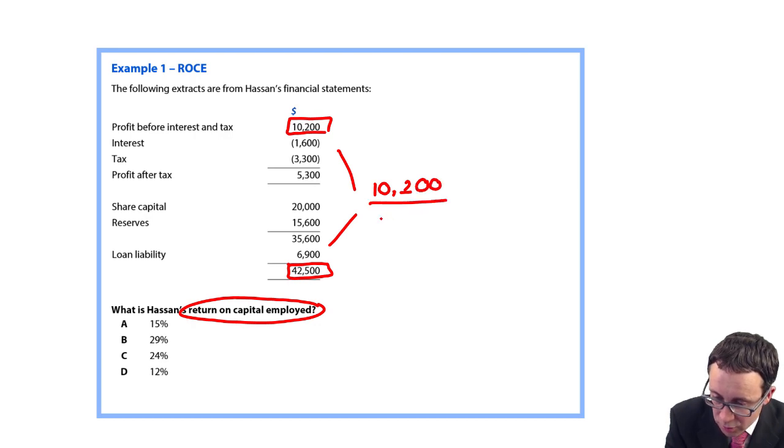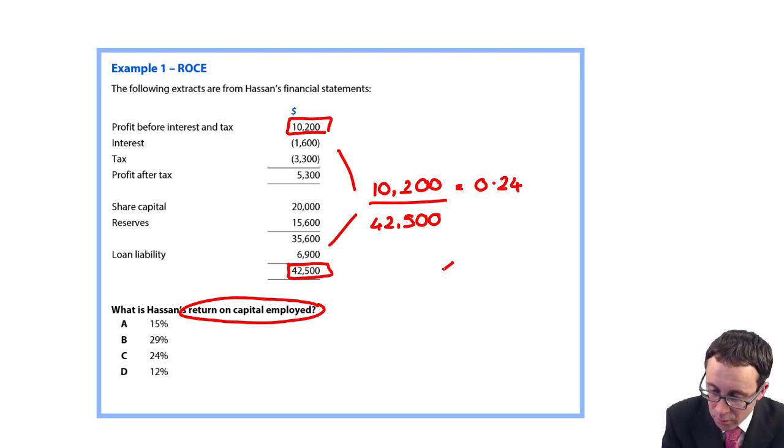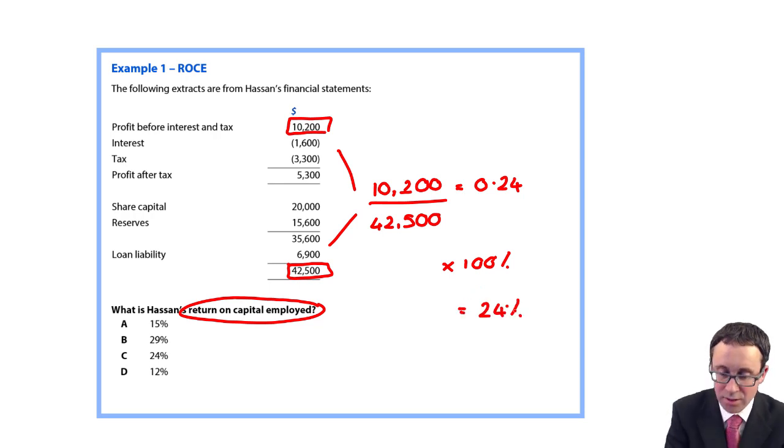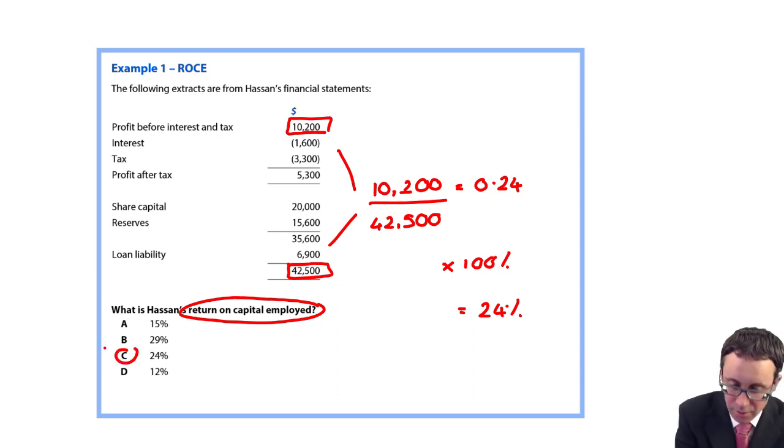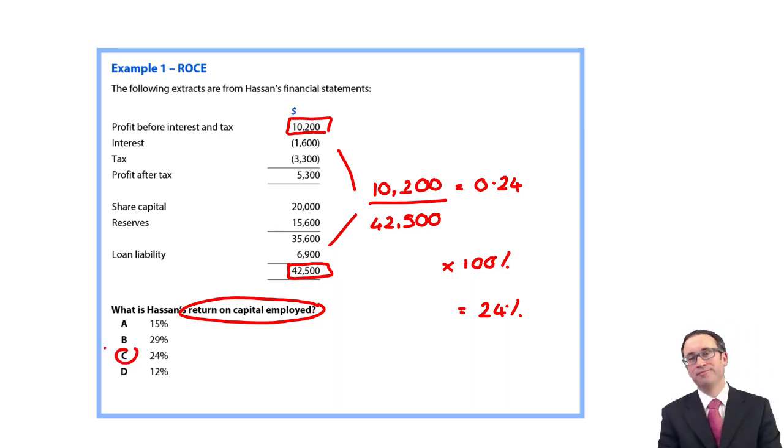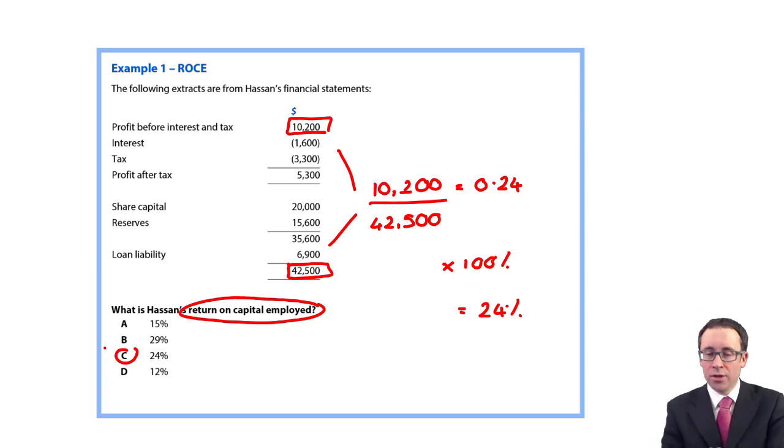So to work out your return on capital employed, it's the 10,200 divided by 42,500, which works out as 0.24. If you then multiply by 100%, that will give you 24%, and therefore that's answer C. Okay. It's as simple as that, but you could easily make mistakes upon it. Okay, I'm sure that if you use the wrong figure, you would get some of the other answers. Let's just have a look.